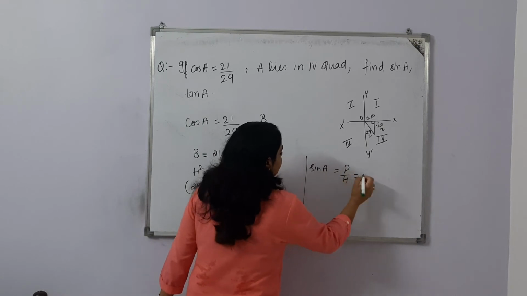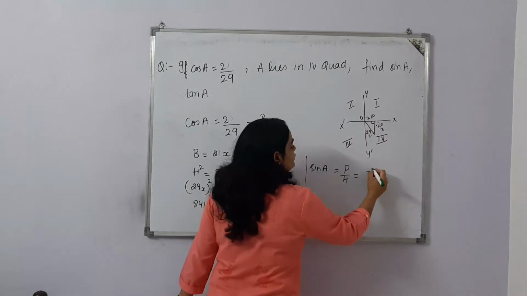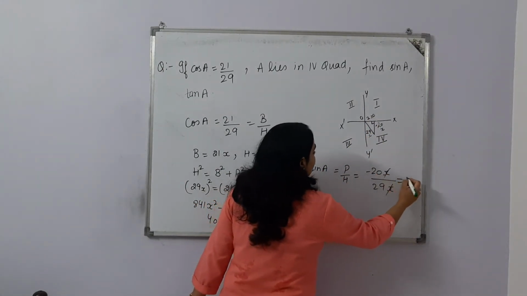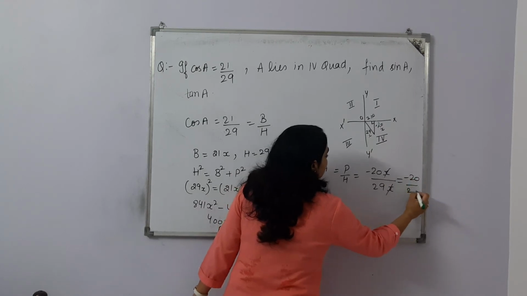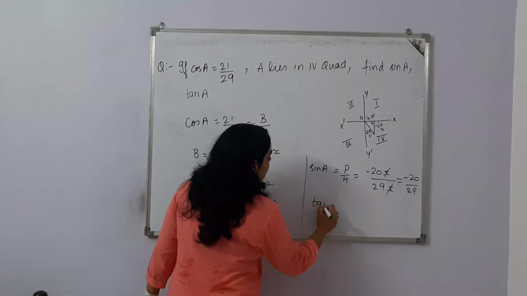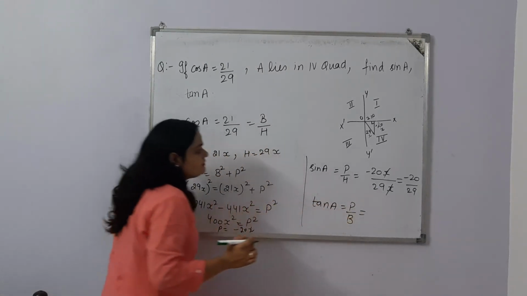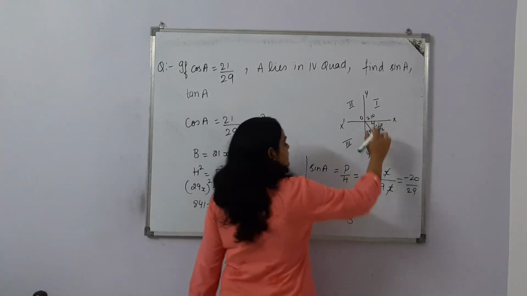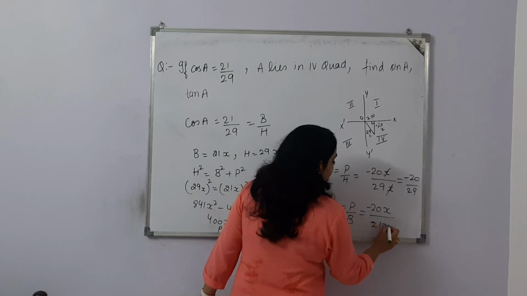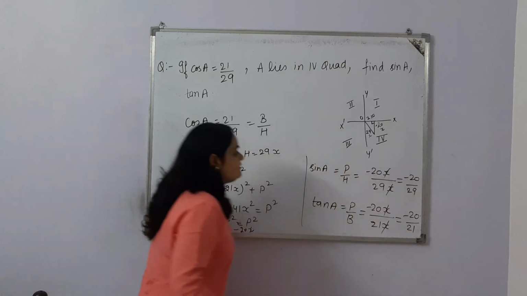Sin A formula is perpendicular upon hypotenuse. What is perpendicular? Perpendicular is minus 20x and hypotenuse is 29x. x will cancel out with x and we are getting the value minus 20 by 29. And the last one is tan A. Tan A formula is perpendicular upon base. Perpendicular is minus 20x and base is positive 21x. So x will cancel out with x and we are getting a negative value of tan.